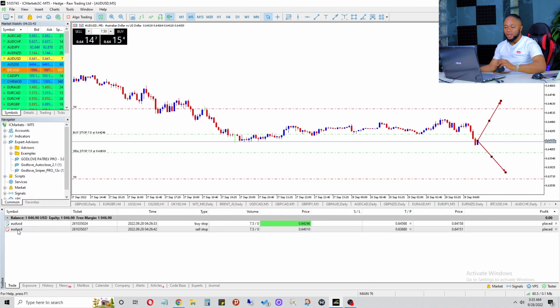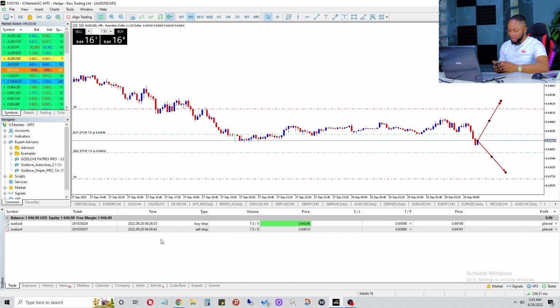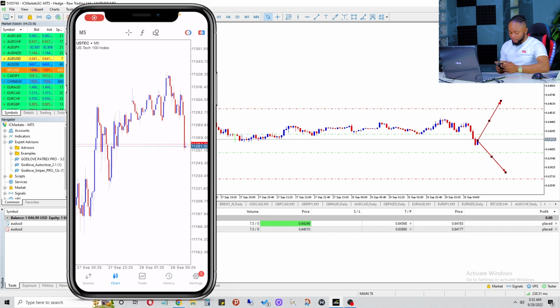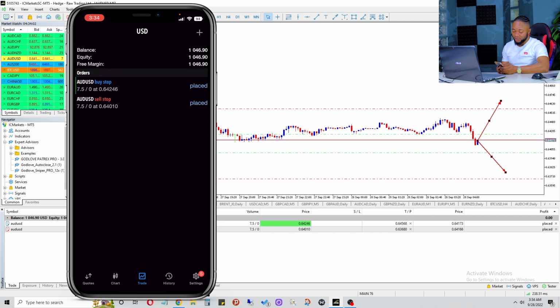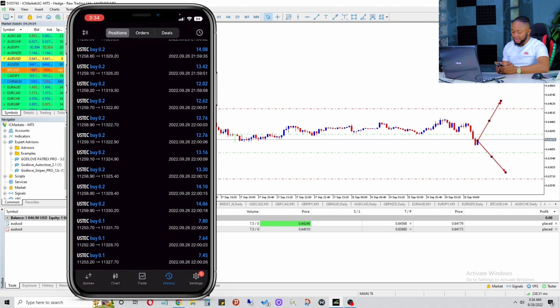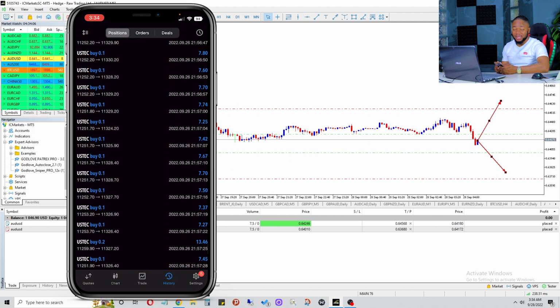You can see here, we still have our buy stop and we still have our sell stop. Those are the same positions still there. If I have to check on the phone, let's quickly go on MetaTrader 5. Boom, you can see we have our buy stop there and we have our sell stop. Our history is still as it was because no trade has been triggered.